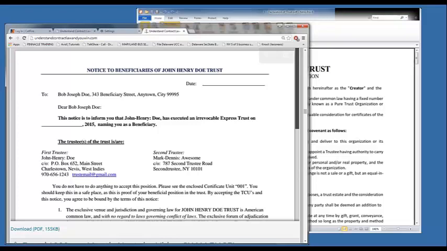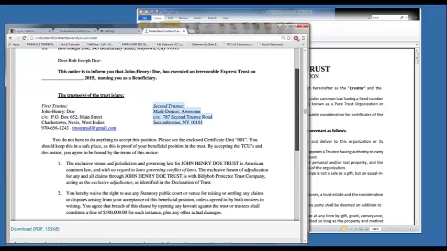All right, notice to beneficiaries of John Henry Doe Trust. Dear Bob Joseph Doe, this notice is to inform you that John Henry Doe, the living man, see how it's punctuated with the colons and the hyphen and the colon, that means John Henry of the family Doe, the living man or woman, flesh and blood, has executed an irrevocable express trust on so-and-so date, to be handwritten in there, naming you as a beneficiary. The trustees of the trust are, first trustee, John Henry Doe, information, second trustee, Mark Dennis Awesome. Mark Dennis of the family Awesome.